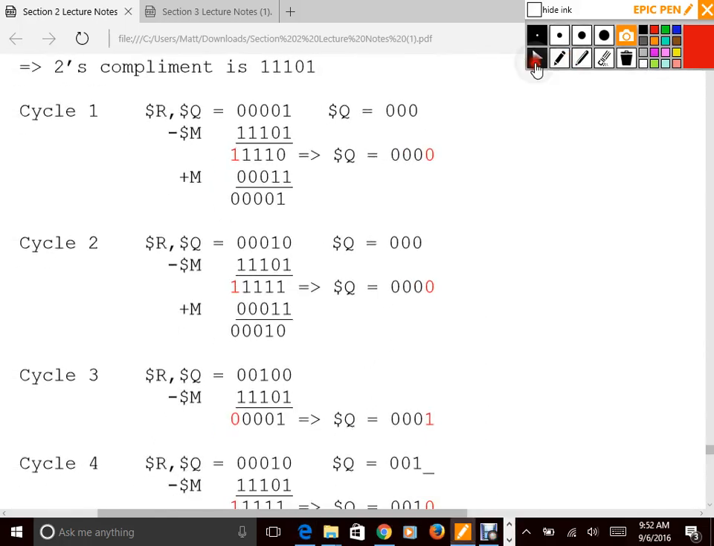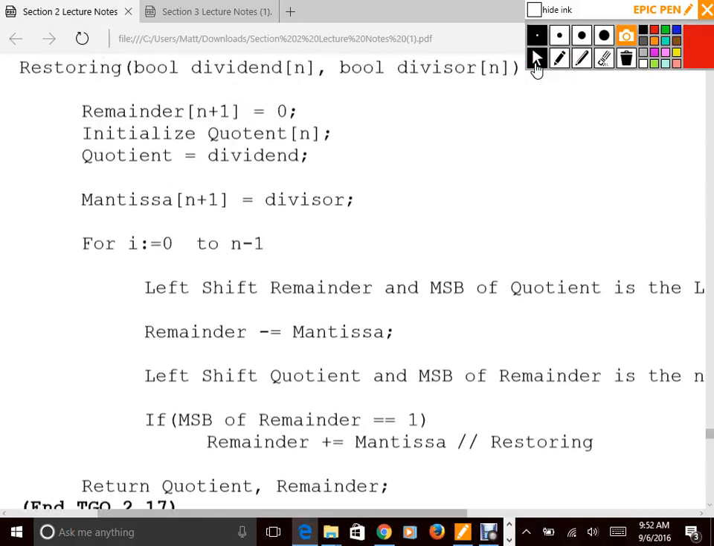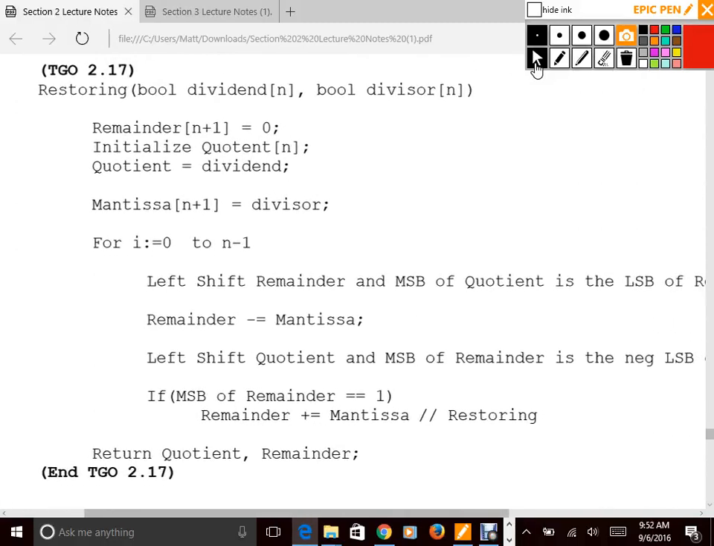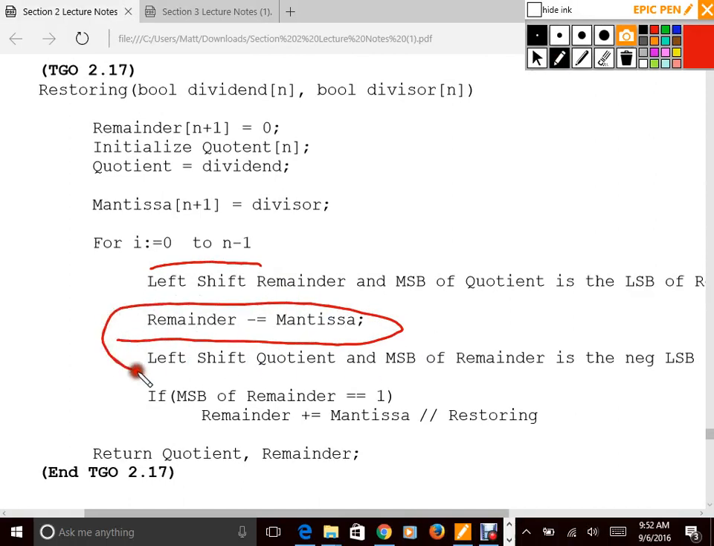The minus, we do it every cycle. So in the algorithm here, for 1 through n minus 1, so we do 4 iterations, n iterations, so it's 4. Every cycle, no matter what, the first thing we do, we left shift the remainder, and the most significant bit of the quotient becomes the least significant bit of the remainder. And then every time in restoring division, remainder minus the mantissa.